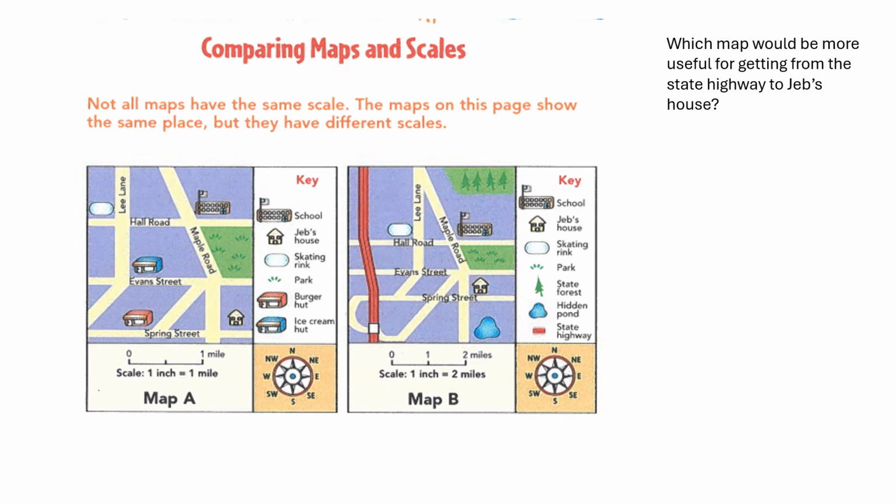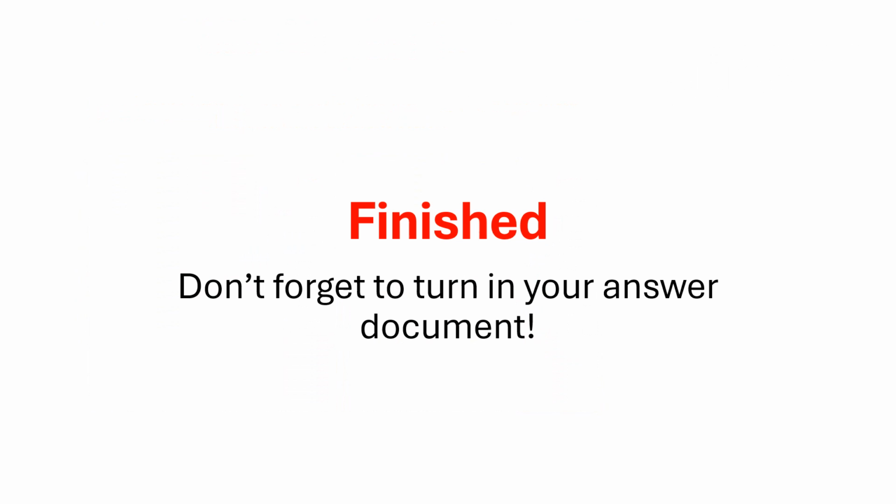All right, next question. Which map would be more useful for getting from State Highway to Jeb's house? Only one of these maps has a highway on it. Map A or map B? And last question. That was the last question.